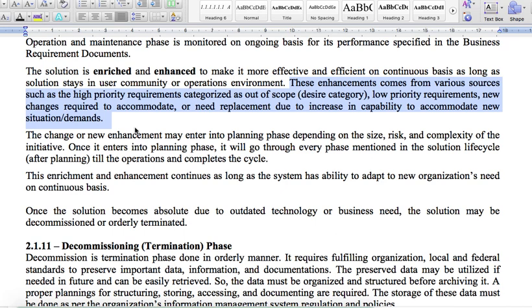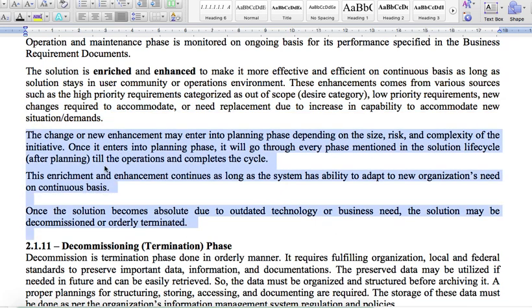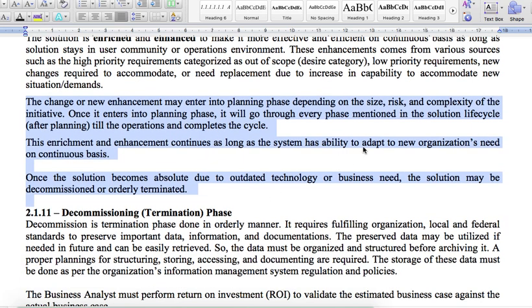So you may find various changes introduced, and that can be considered a part of the maintenance project or part of a new enhancement. The change or the new enhancement may enter into the planning phase depending on the size, risk and complexity of the initiative. Once it enters the planning phase, it will go through every phase mentioned in the solution life cycle, from planning till operations, and completes the cycle.